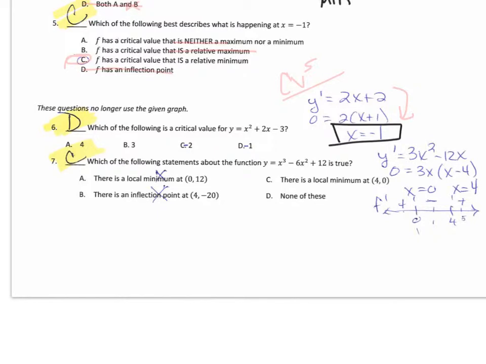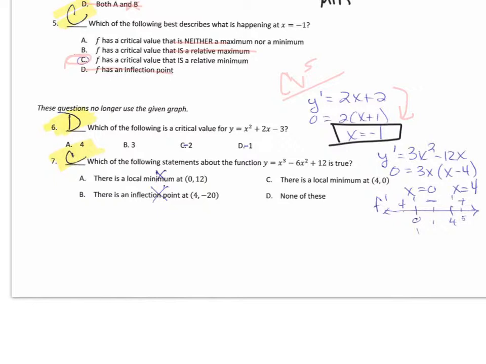For the last one, which of the following statements about this function is true? Let's go ahead and take the derivative of this function. We get 3x squared minus 12x, factor it. You get 3x times x minus 4. That means x is 0 or x is 4. So we have these two critical values. And with those two critical values, we then do test points. You test a value in each of these intervals. Here you end up with a relative max at 0, and you get a relative min at 4.